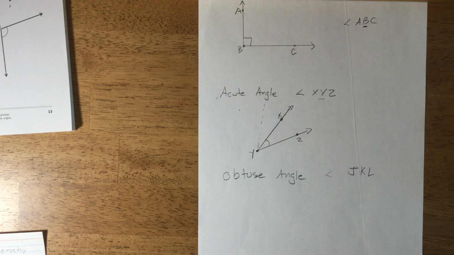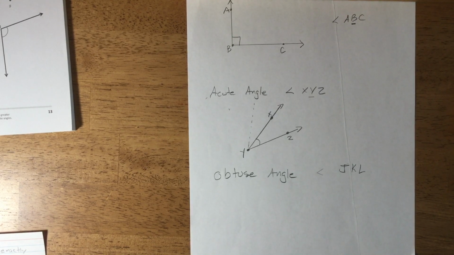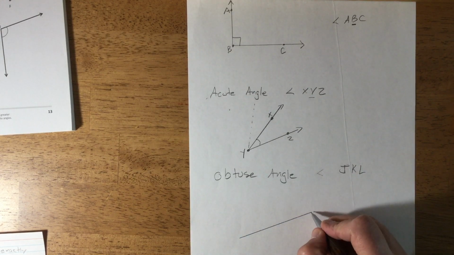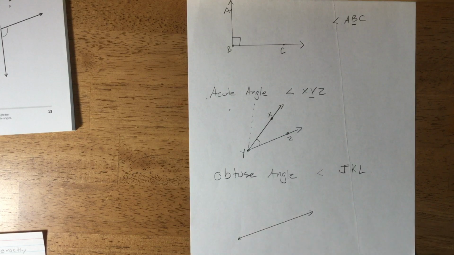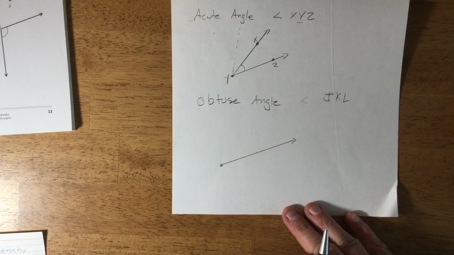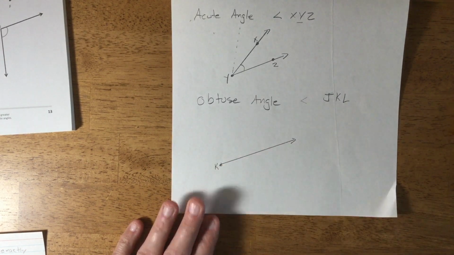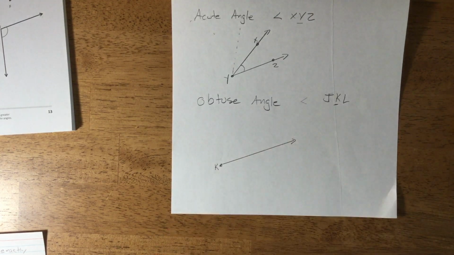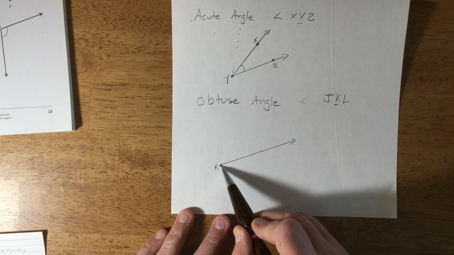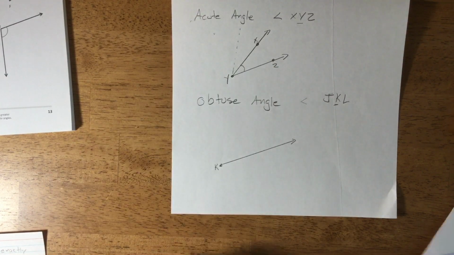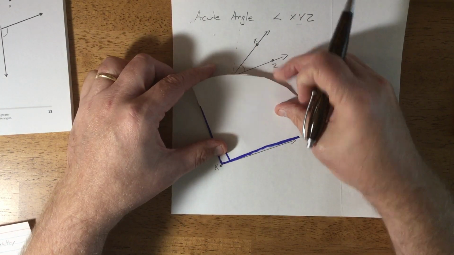I bet you all know right now what we're going to do. We always start with a ray, straight line. Now think about what point is this going to be called? The vertex is going to be named what point? That's right, it should be point K, because K is our middle letter of our angle, of our name, and that middle letter is always the vertex. That's important. So this one we want obtuse, so we want it greater than 90 degrees.